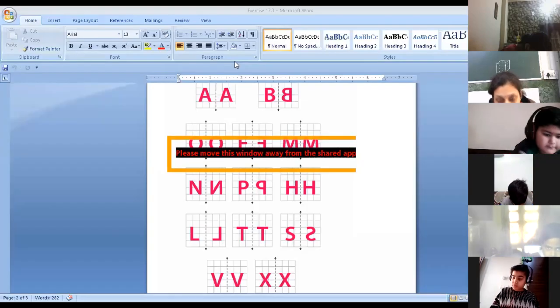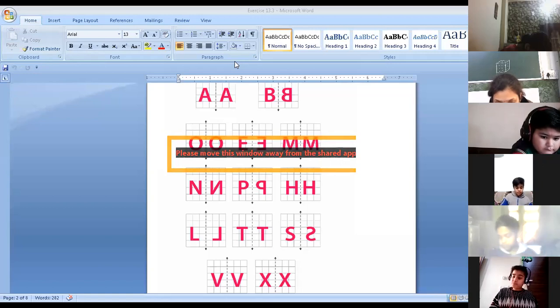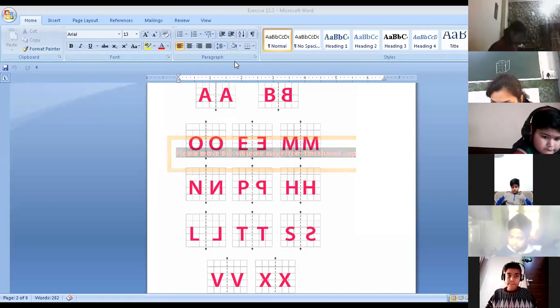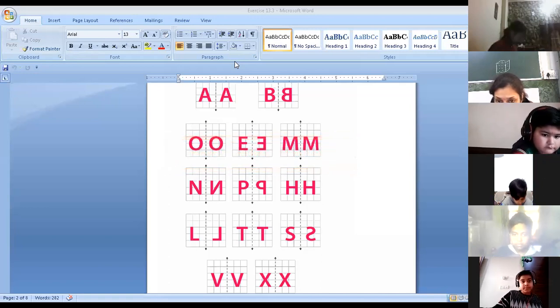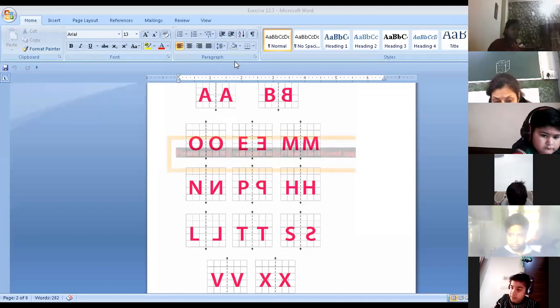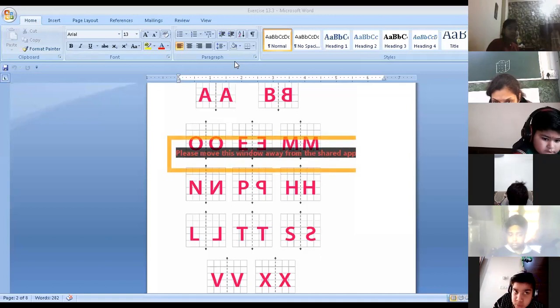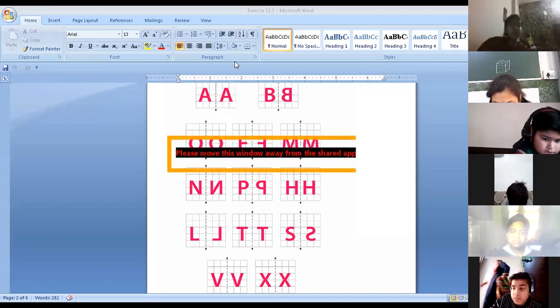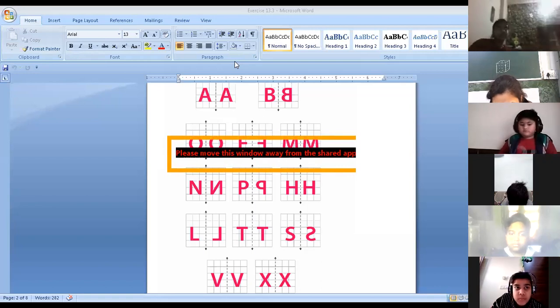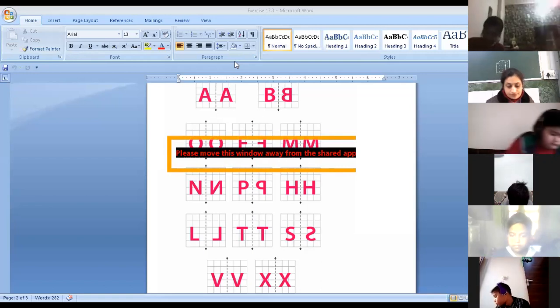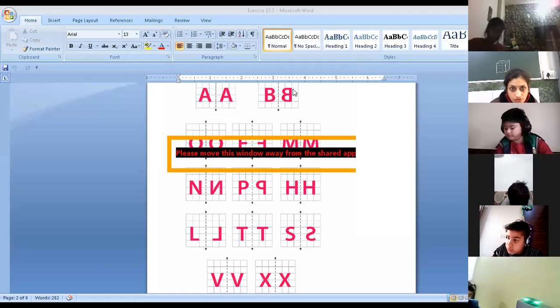So you can see the letters A, O, M, H, T, U, P, V, and X look the same after the reflection. All these letters are symmetrical. On the other hand, the letters like B, E, N, P, L, and S do not look the same after the reflection. This is called reflectional symmetry. Okay?